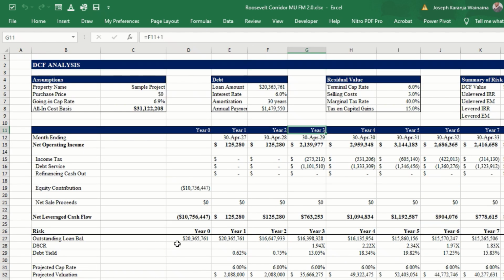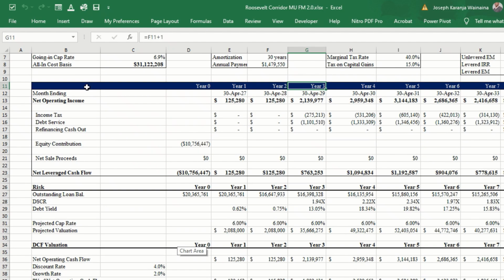So here we also have a discounted cash flow analysis, as you can see, with the assumptions indicated, the going-in cap rate. This is a sample project that I'm using to showcase this model. You can see here we have the cash flows from year 0 to year 10.